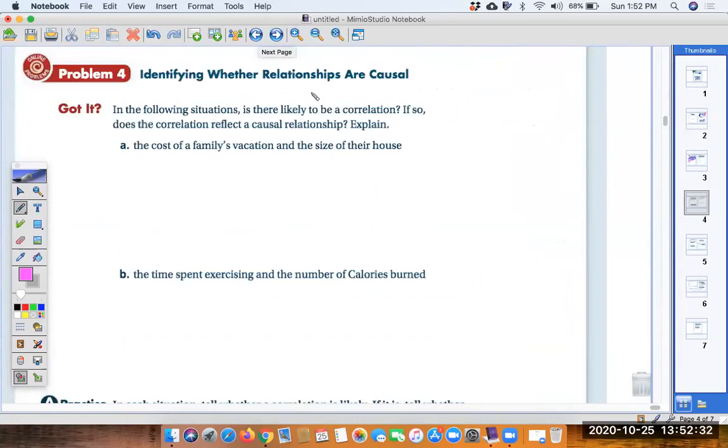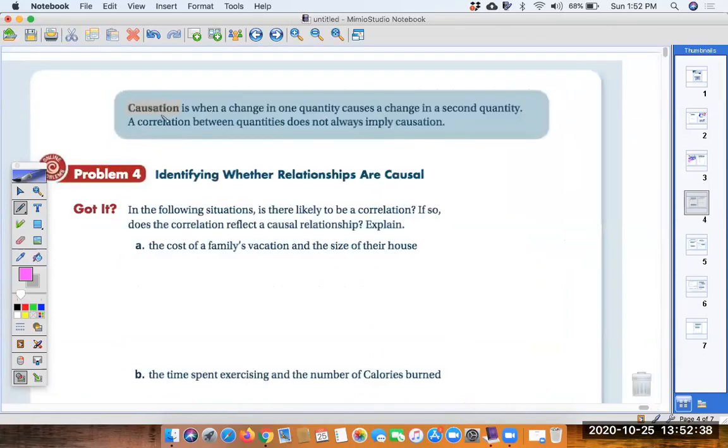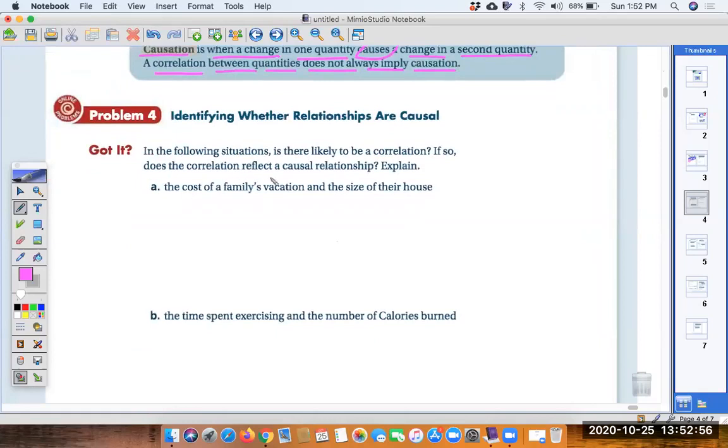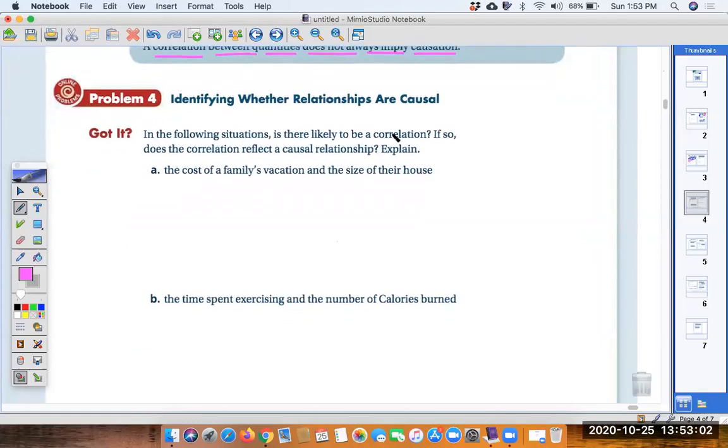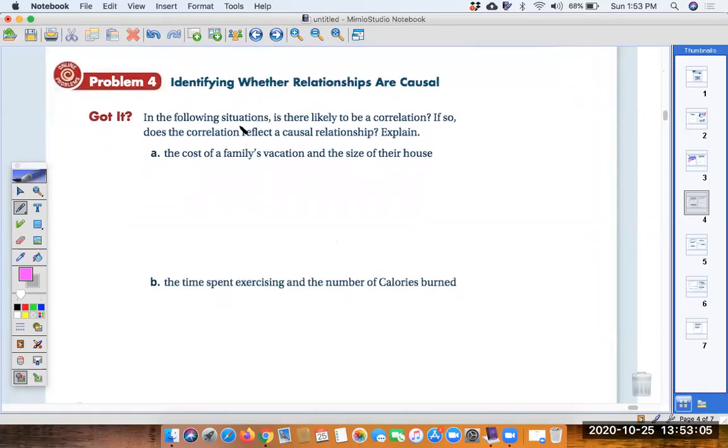So, identifying whether relationships are causal. Causation is when a change in one quantity causes the change in a second quantity. A correlation between quantities does not always imply causation. So let's look at these sentences and decide. In the following situations, is there likely to be a correlation or connection? Think of the word connection. If so, does the correlation reflect a causal relationship? Explain. So, the cost of a family's vacation and the size of their house, is it causal?